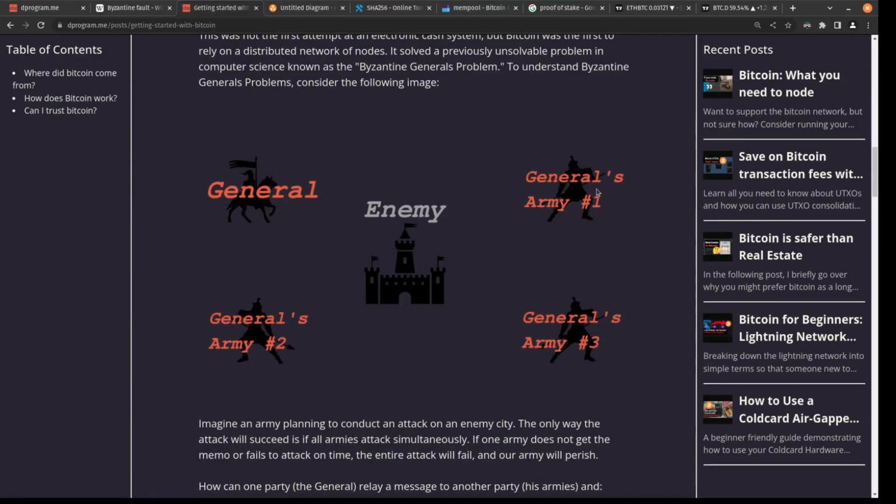So the Byzantine General's problem says, let's imagine that we have a distributed army here, and we want to attack this base. The only way that our attack will succeed is if all of our armies attack at the same time. Some of the things you need to take into account is how can we be sure that each army received the proper message from the general and that it wasn't tampered with in transit? On top of that, how can we be sure that the general knows that each of his armies got the correct message and are ready to attack? This is the core of the Byzantine general's problem here, and Bitcoin claimed to solve it. Let's see how.